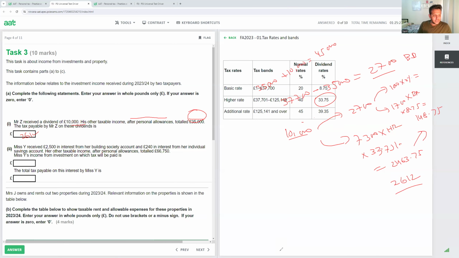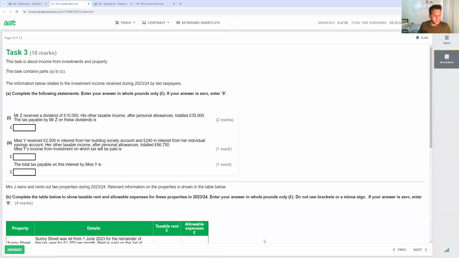All right, the next one says here: Mrs. Y received 2,500 in interest from the building society account and 240 interest from the individual savings account. So ISA. Remember that ISA is exempt. Do not consider the ISA. Forget the ISA. You don't have to consider that. Her other taxable income after personal allowance is 66,000. So she is a higher rate taxpayer.